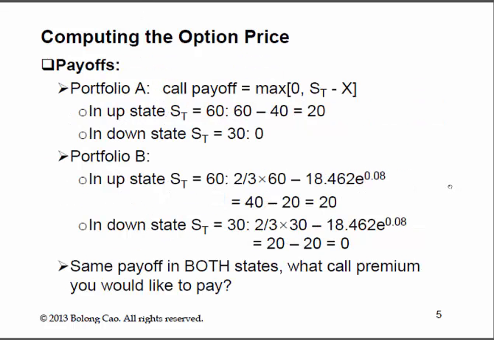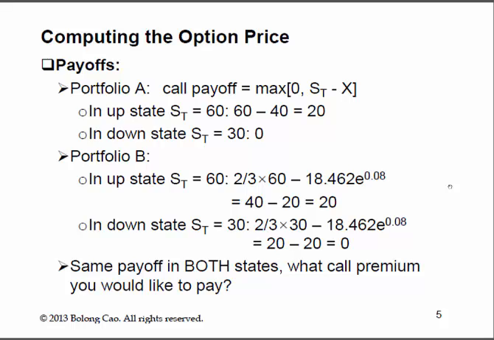Okay, now let's look at the payoffs. Remember, for the replicating portfolio, the goal is to replicate the payoffs of the financial asset that we are interested in pricing. So for portfolio A, let's look at the payoff. We know it's the call payoff. In the upstate, your underlying price is $60, and the strike is $40 in the call, so the payoff is $20. In the downstate, the underlying price is $30 at the expiration 1 year later. Strike is 40, you do not exercise the call. It's out of the money, so payoff is 0.